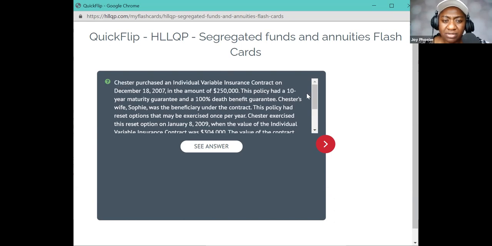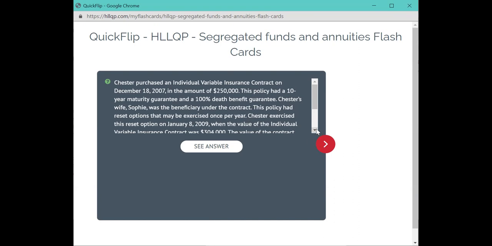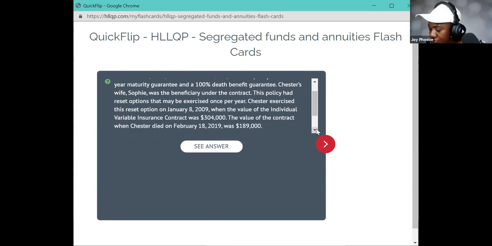Okay, hold on. You need to follow the timeline, right? December 2007, he bought it at 250,000, right? Yeah. So now, January 8, 2009, he exercised the right at a value of 304,000, right?